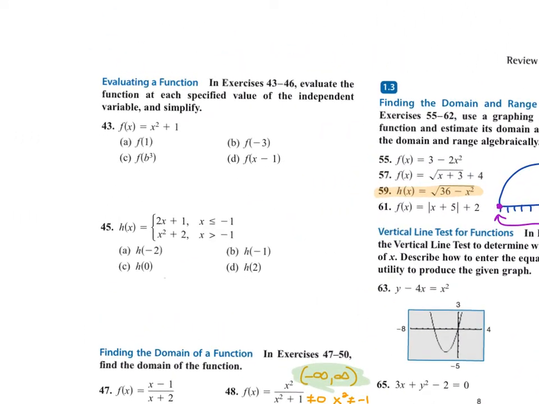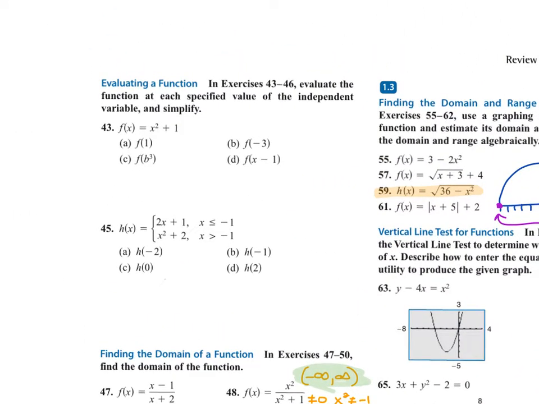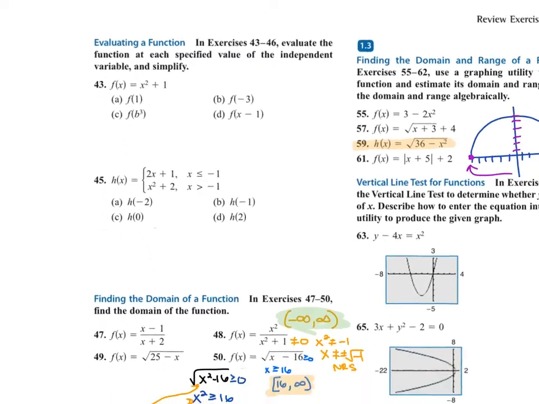Then we had evaluate the function where you're plugging the values inside the parentheses in for x. 43 is just a regular function. 45 is your piecewise function where you've got to figure out which one to plug it into.